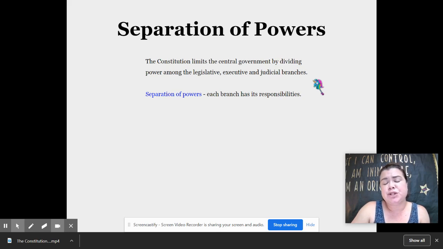Separation of powers. The Constitution limits the central government by dividing power among the legislative, executive, and judicial branches. It just basically means that each branch has its own responsibilities. The legislative branch makes laws, the executive branch enforces laws, and the judicial branch determines whether or not these laws or activities that are done or actions are constitutional.